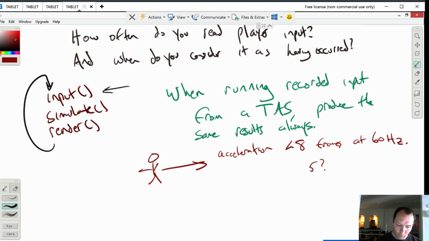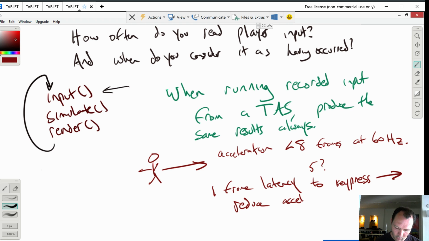So replying to input, 1 frame of latency. Let's say if we add 1 frame of latency to a key press, that corresponds to reducing acceleration by, what is it, 12%? Okay, so that's bad. So you certainly don't want that. But we've also just said it's very hard to respond to input in a predictable way anyway, right?